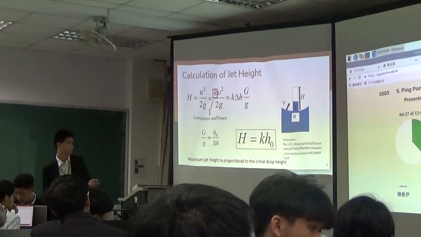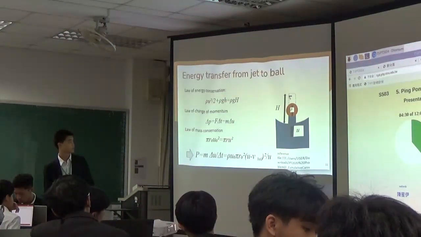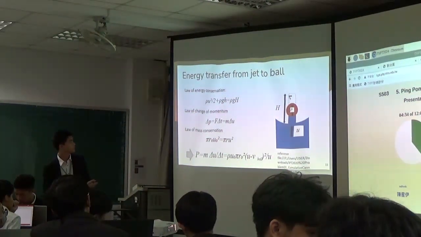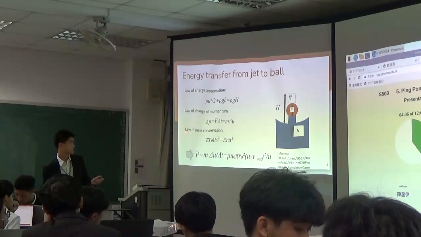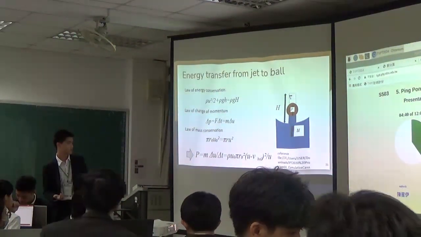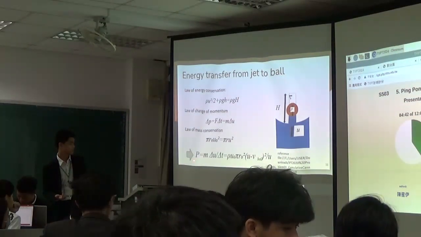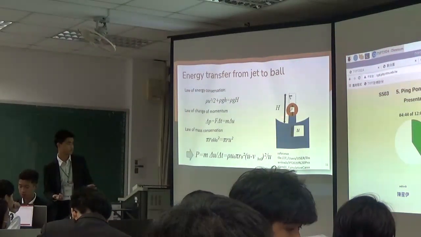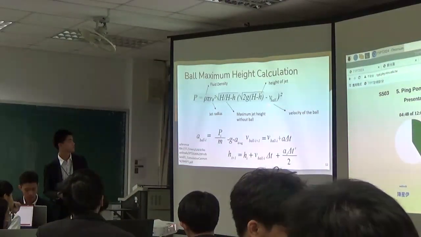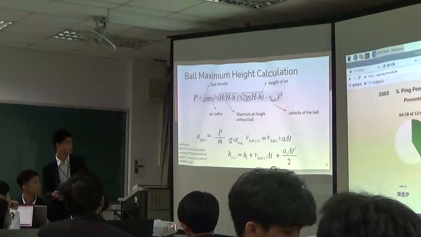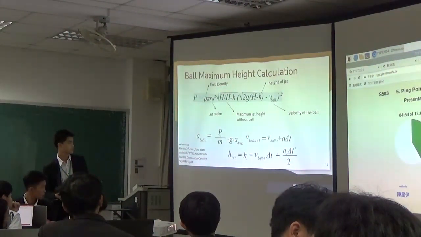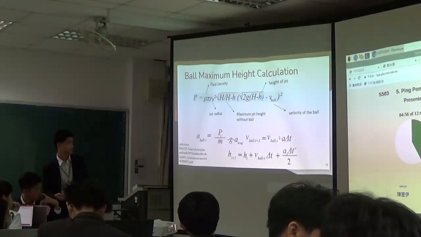It's proportional. Now talking about energy transfer from the jet to the ball. Here we break it into 3 aspects: the law of energy conservation, the change of momentum, and mass conservation. P is the force that is acting on the ping pong ball, and it can also be written in this version, where rho is the fluid density and R0 is the jet radius.